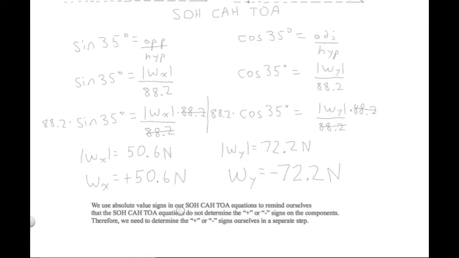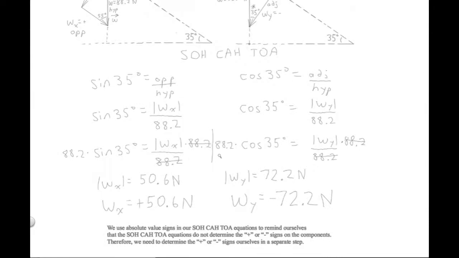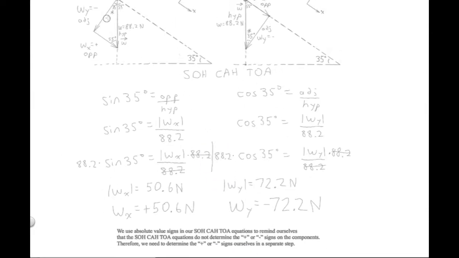So this is quite important. We use absolute value signs in our SOH-CAH equations to remind ourselves that the SOH-CAH equations do not determine the plus or minus signs on the components. Therefore, we need to determine the plus or minus signs ourselves in a separate step, just like we did here. We determined the plus or minus signs from the arrows on the components, and then we added those plus or minus signs in a separate step.